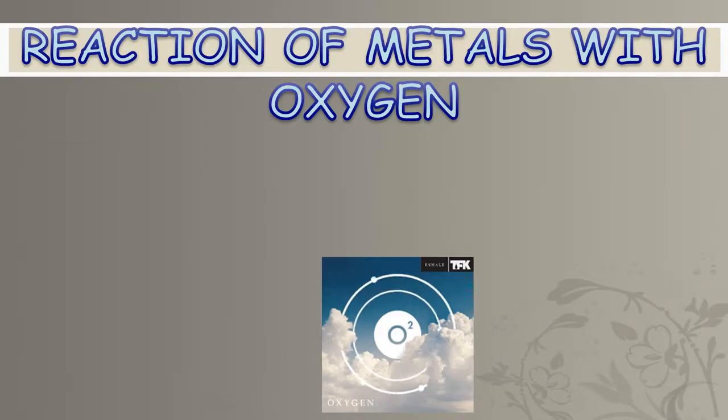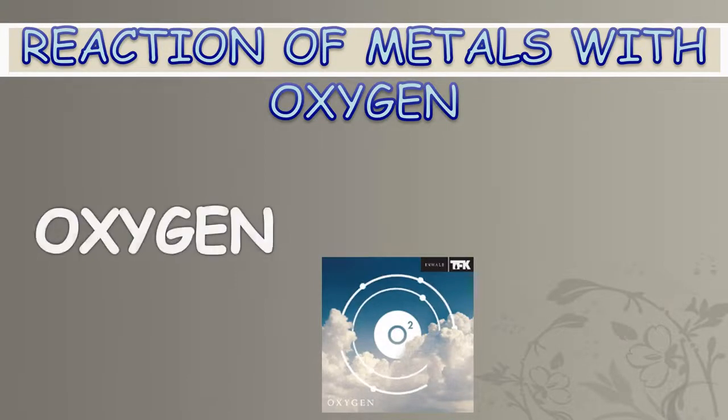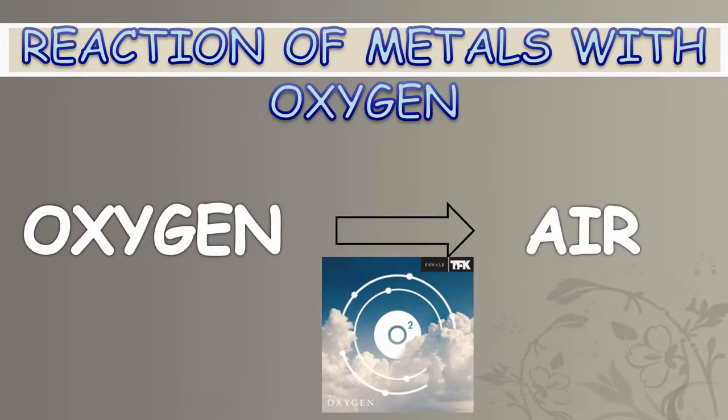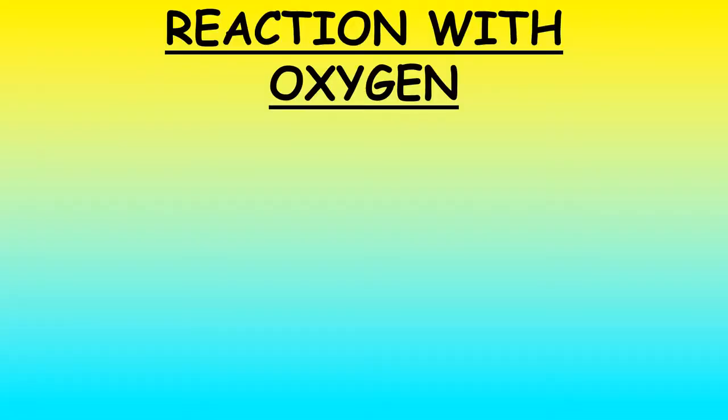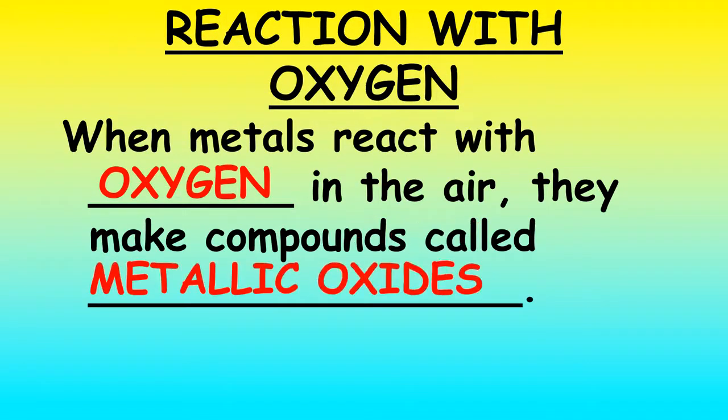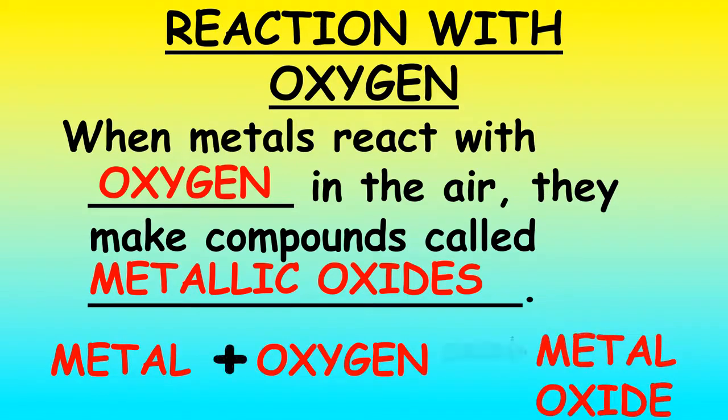First of all, let us talk about how metals react with oxygen. Where is oxygen present? Oxygen is present in air. So, if the metal is exposed to air, it should react with oxygen. Let us see how exactly it happens. Reaction with oxygen. All metals combine with oxygen to form metallic oxides.